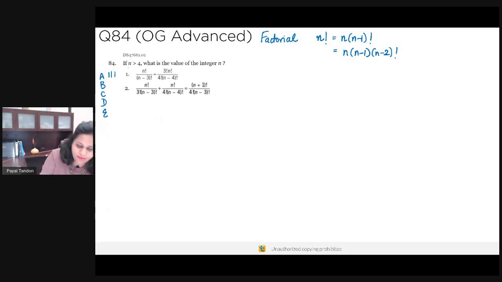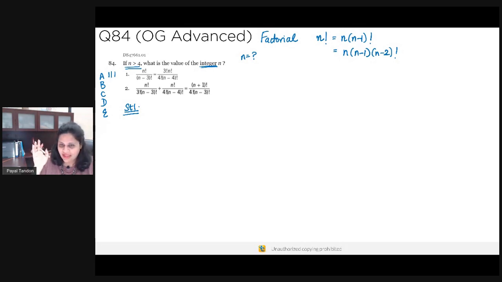What I know is n is greater than 4, and n is an integer. Those are the two things that I know about n, and I need to find out the value of n. So I take up statement 1. Now, how do I solve this? There's a lot of factorials listed over here. So as long as I know how to process factorials, this is a very straightforward question. You only require the knowledge of factorial and how you simplify.